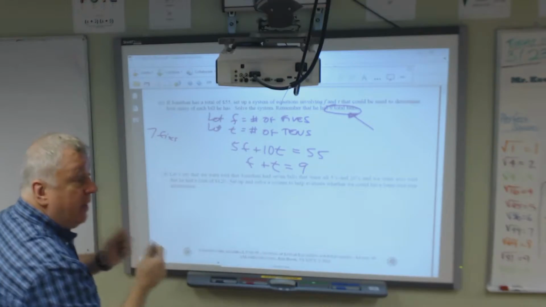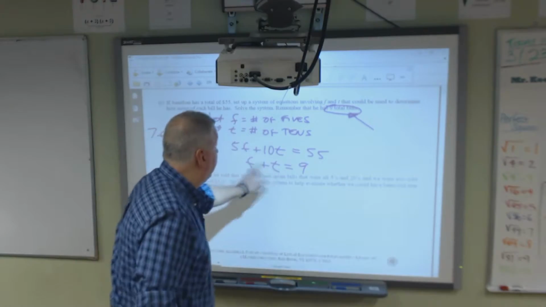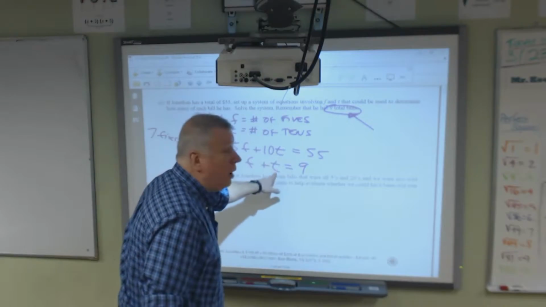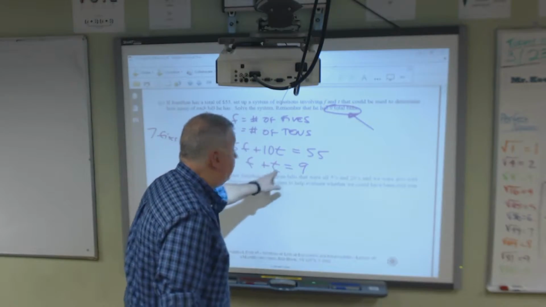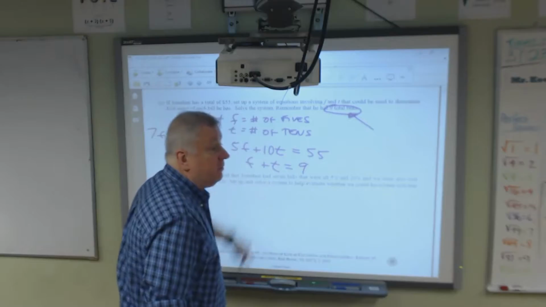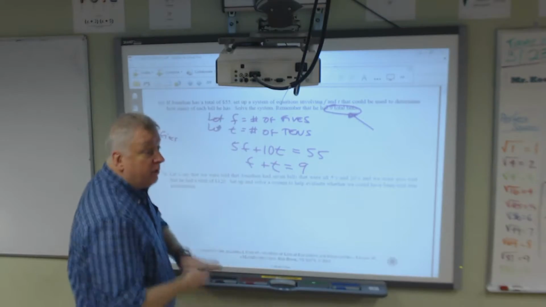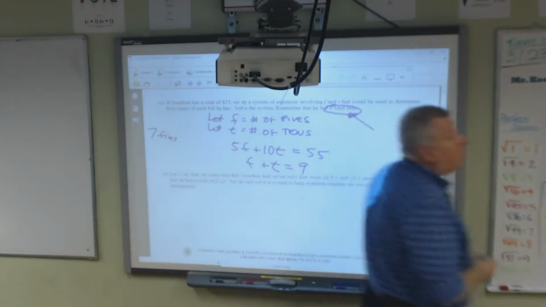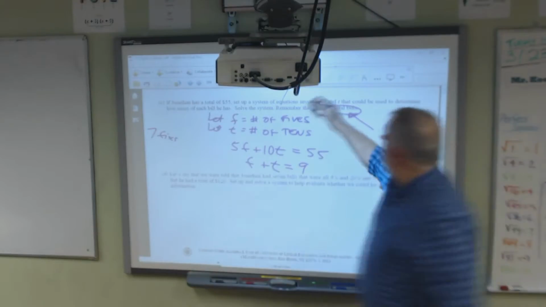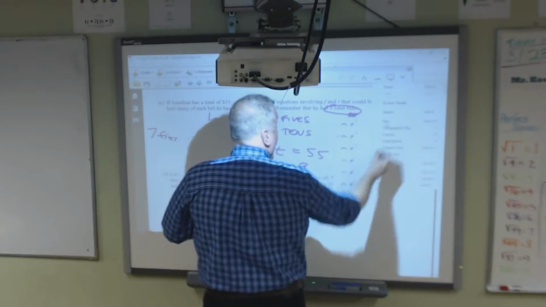So he's got to have 9 bills altogether, some combination that adds up to 9. Could be 8 and 1, 7 and 2, 6 and 3. As long as it's 9, because he's got 9 of them in his pocket. Now we have our system of equations. Now we can solve it, right?